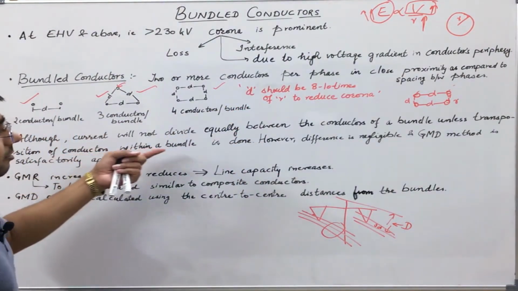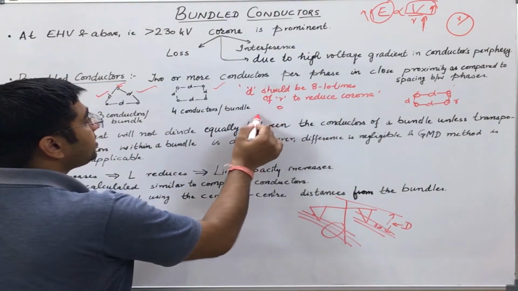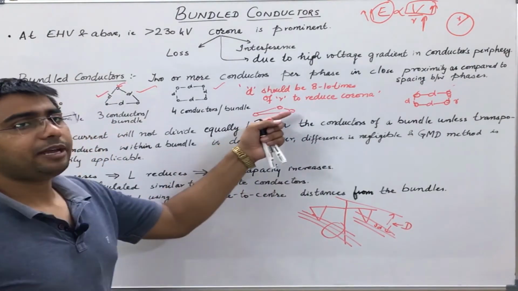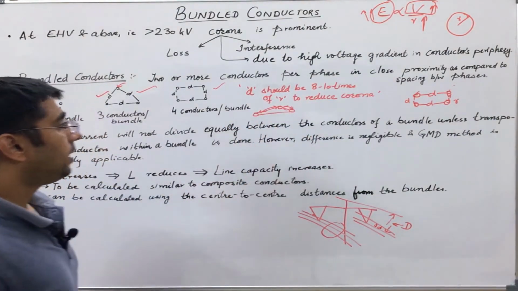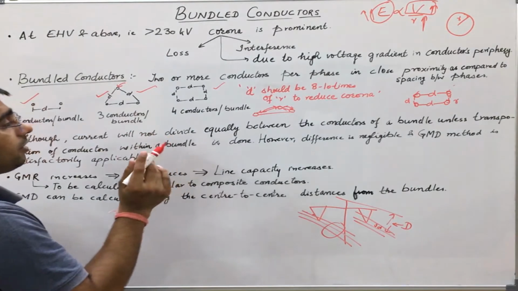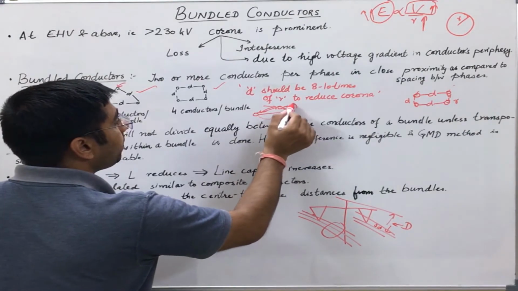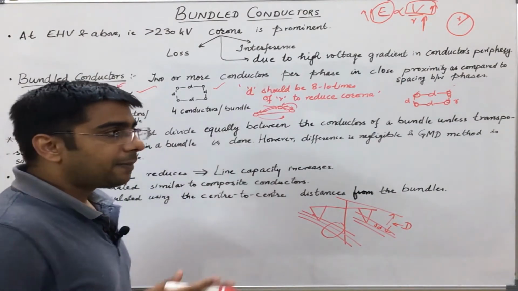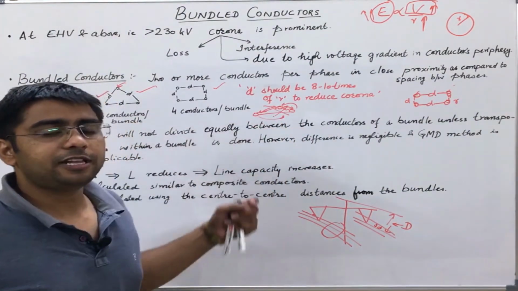Now, as you can see, it is practically not possible to make these symmetries. So the current will not divide equally between the conductors if the symmetry is not there. Let us say some distance is high and some is low, then the current will not divide between them equally due to mutual effects, proximity and induction effects. So we should try to transpose these conductors within a bundle also, but it is practically not feasible.